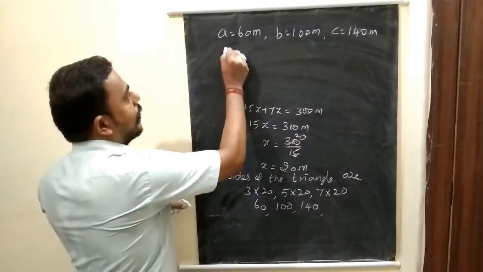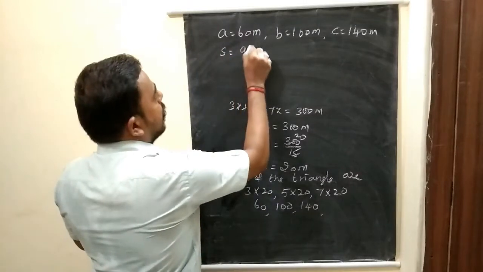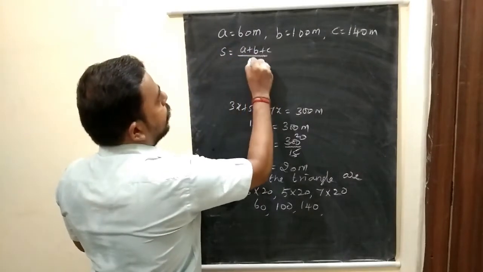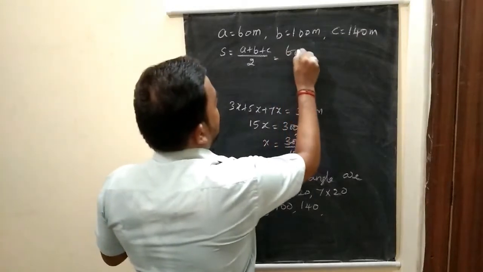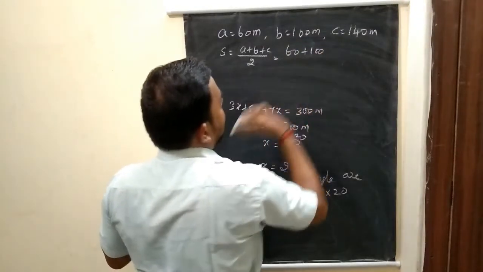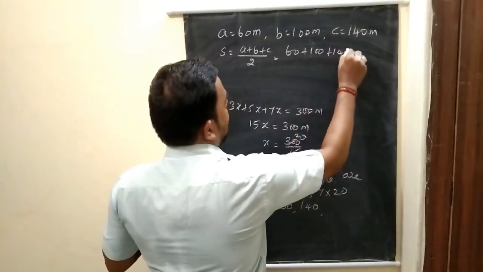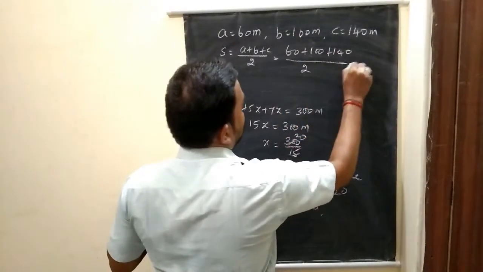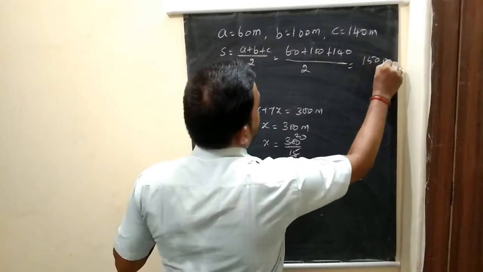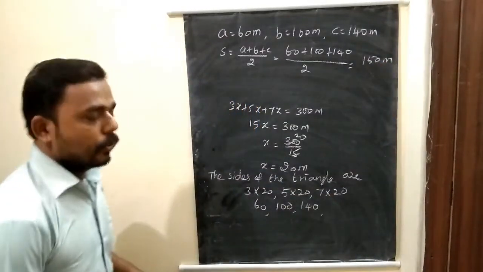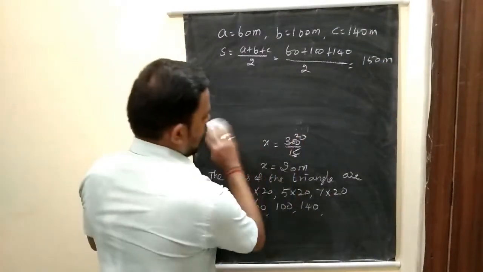So now we need to find the s value. a plus b plus c divided by 2. So 60 plus 100 plus 140, already you know that is 300, it's the perimeter. So 300 divided by 2 is 150 meter. Already you know this.